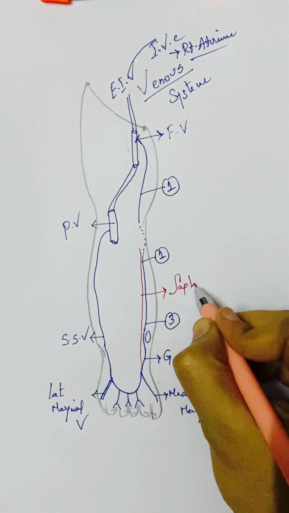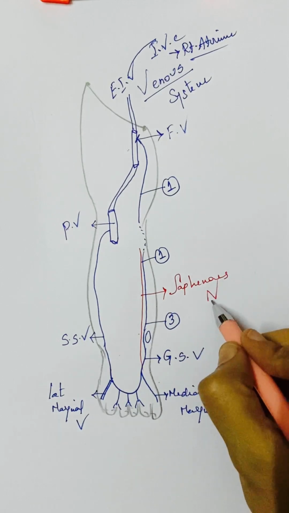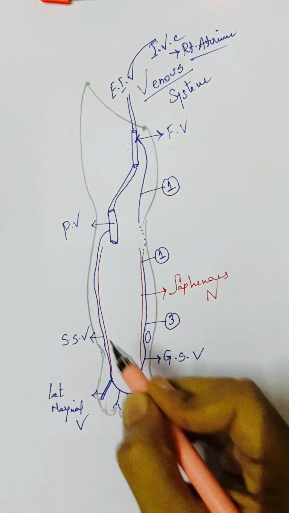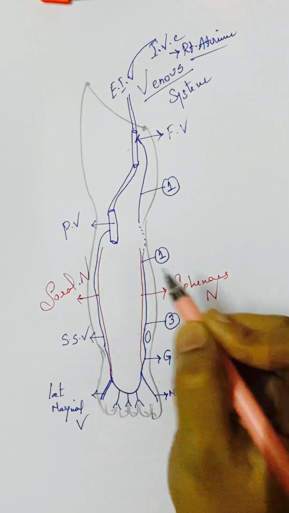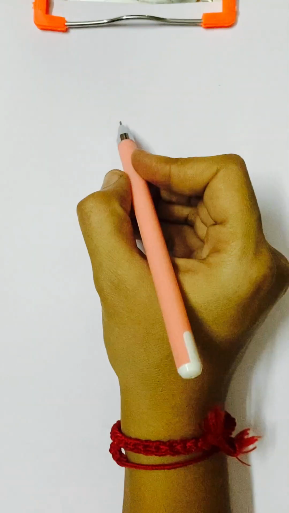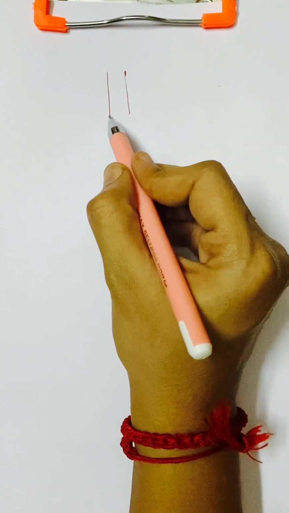There is a nerve which accompanies great saphenous vein called saphenous nerve, posterior division of femoral nerve branch. Sural nerve accompanies short saphenous vein. Sural nerve is a branch of tibial nerve.